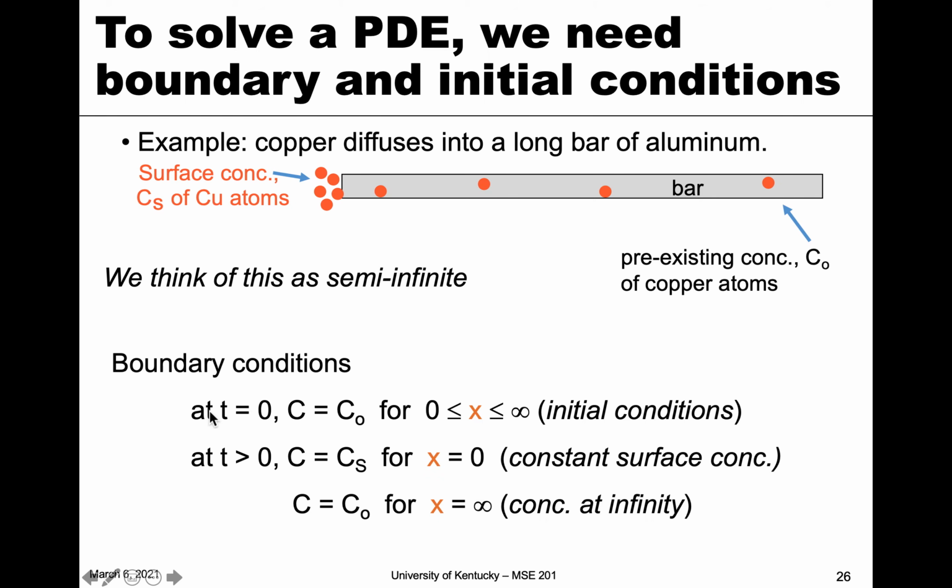So the boundary conditions are when time is 0, the initial concentration is the same throughout the bar, right? And then after 0, we set our boundary conditions so that the surface concentration CS is set by the amount of copper. And then if you go infinitely far away, the concentration goes back to C naught, which is the original pre-existing concentration of copper atoms.